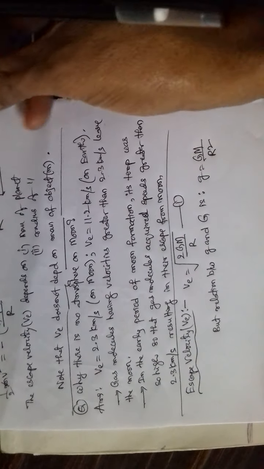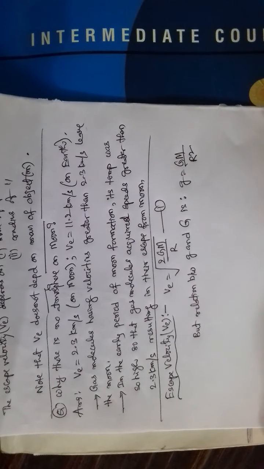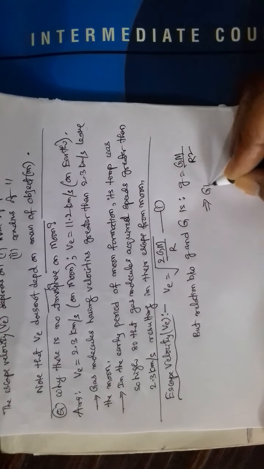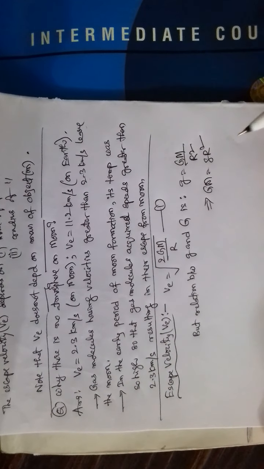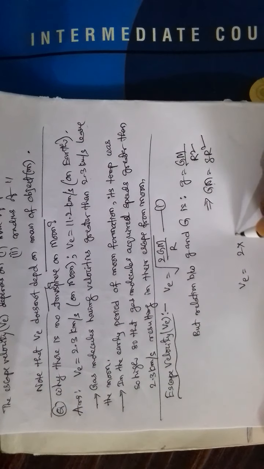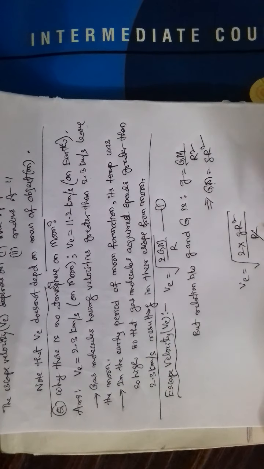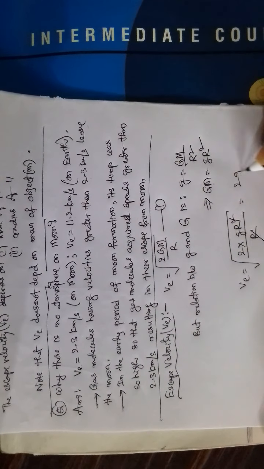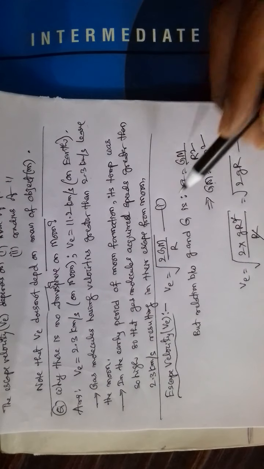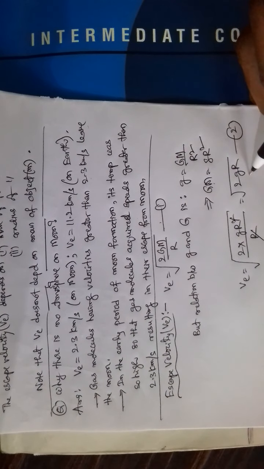So when the object is on the surface of the earth, we got this previously. From this, by cross multiplication, GM is equal to gR square. Let us substitute this value here. So we get another equation for escape velocity. So we have to remember these two equations to solve problems.